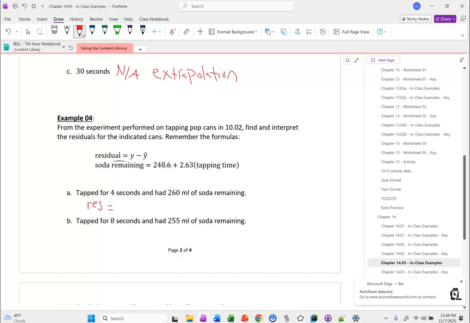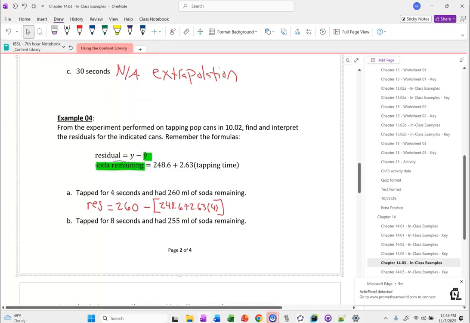What's y? 260, right? That's the actual data point. What's y hat? That's the predicted y. How do we get the predicted y? We plug it into the regression equation at that x. Is everybody okay with what we did there? Right? Y hat comes from the regression.